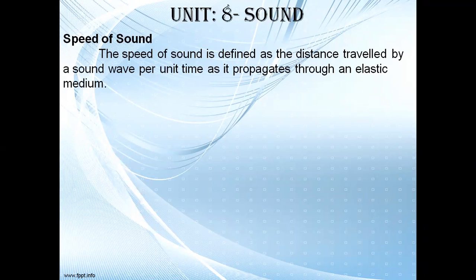The speed of sound is defined as the distance traveled by a sound wave per unit time as it propagates through an elastic medium. That is, speed equals distance divided by time. So how do we measure the speed of sound? Sound travels a distance per unit time, and that is the speed of sound. The formula is distance divided by time.